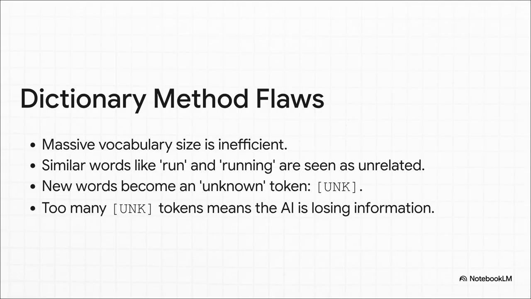First off, the model would see "run" and "running" as two totally separate, completely unrelated things, just different numbers in a list. Even worse, any word that's not in that gigantic dictionary, say a typo or some new slang, just gets labeled as an unknown token. Get too many of those, and the AI is basically trying to read a sentence that's full of holes. The bottom line here, this simple approach is just way too fragile. It's not going to work.